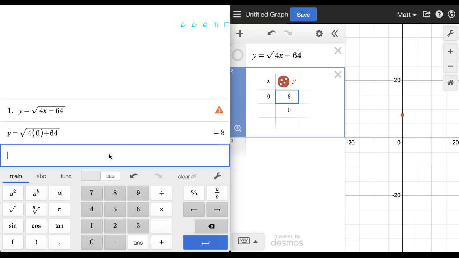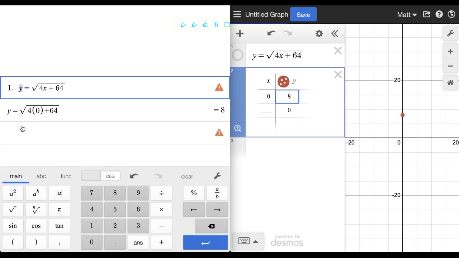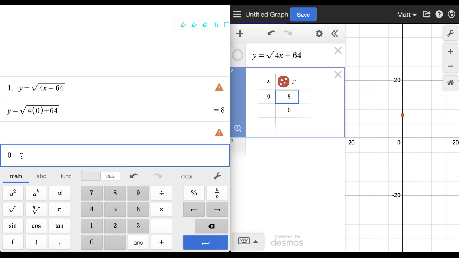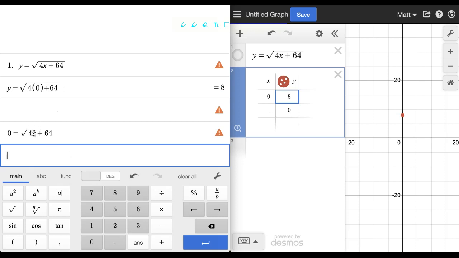And then when we're solving for the x-intercept, we're going to plug in the y value of 0. So it goes in this spot. 0 equals square root of 4x plus 64. And then this takes a little bit more work. You have to actually solve for the x value now. So isolate the x, undo all the operations. That will isolate the x.